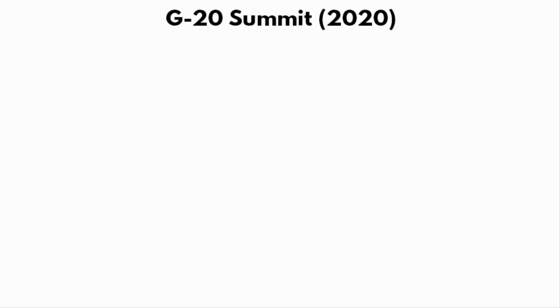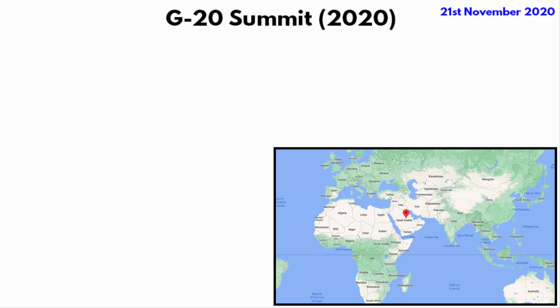In this video, we're going to learn everything about the G20 Summit that started on 21st November 2020. It was scheduled to take place in Riyadh, the capital city of Saudi Arabia, on 21st and 22nd November 2020. However, due to the pandemic, it was held virtually. And that goes for every meeting, not just G20.